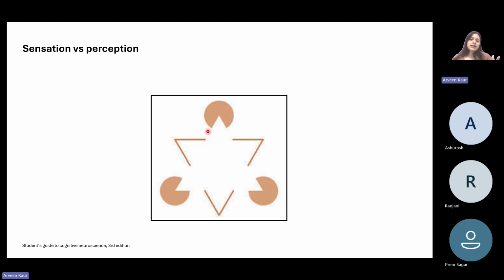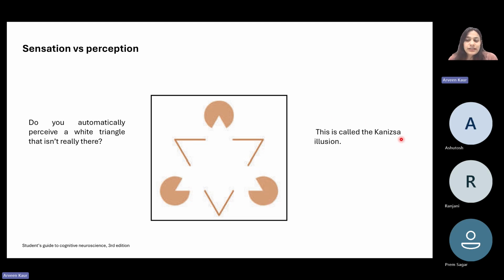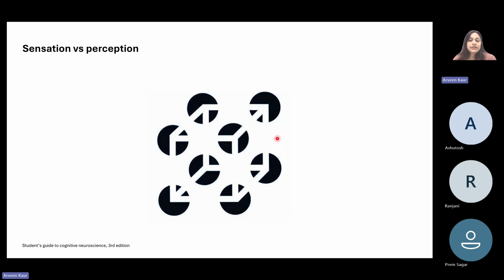What is actually shown is, or how it is actually made is, through these different brackets put together, right? And through these different circles put together, or some portions of the circles put together. It is not actually those circles and then a triangle and then an inverted triangle on top of that. That is not what it is, right? So you automatically perceive a white triangle that really isn't there, right? So this is called the Kanizsa illusion. So this is one of the illusions.